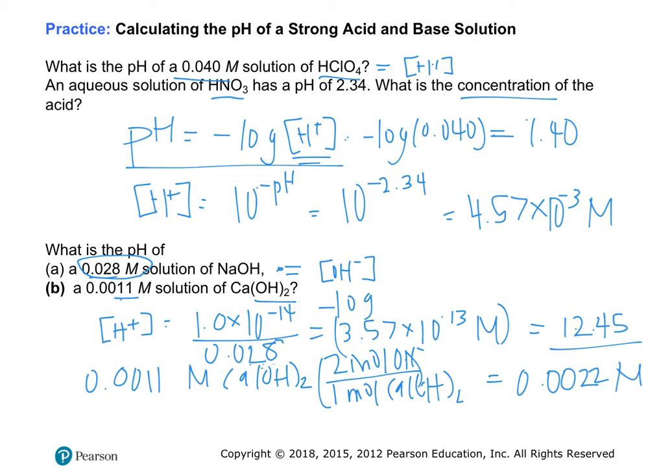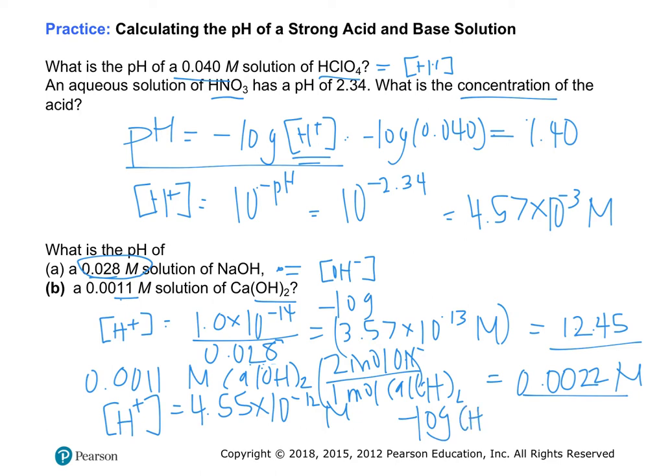We can do a similar thing and find that the hydrogen concentration is the Kw divided by this hydroxide concentration, which equals 4.55 times 10 to the negative 12 molar, and take the negative log of that, and that will give us 11.34 as the pH of that solution. So again, we have a high concentration of hydroxide, so a high pH makes sense.